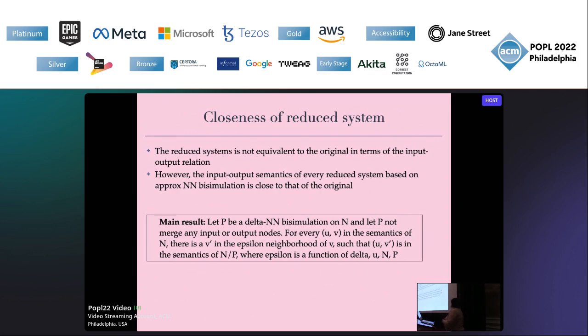In the reduced system, we will have an output v prime, which is within some epsilon. And this epsilon is a function of delta, the input, the neural network, and the partition. So I'm not going to write down the expression. You can look at that in the paper again. So we can bound the deviation in the semantics, and so you could still use it effectively to do verification.